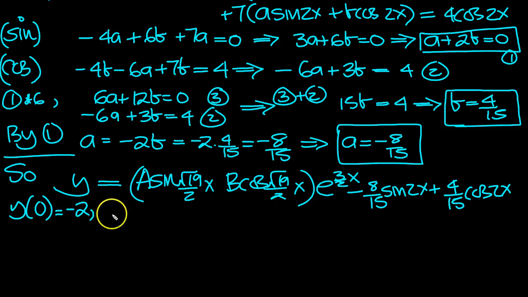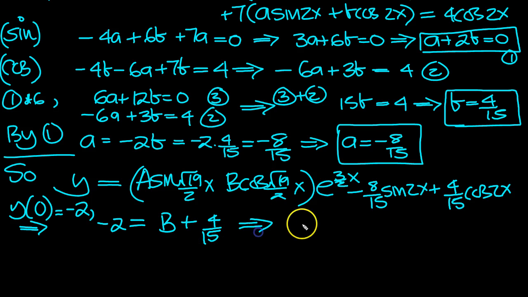Let's put that in. When x is 0, y is minus 2. So that gives minus 2 is equal to, sine naught is 0, cos naught is 1, so this is just B, isn't it? e to the 0 is 1, so that's just B. Minus, sine naught is 0, so it's plus 4/15, cos naught is 1, 4/15. So that tells us what B is then. Capital B equals minus 2 minus 4/15. That's minus 30/15, take away another 4/15 is minus 34/15, isn't it? So there's capital B.